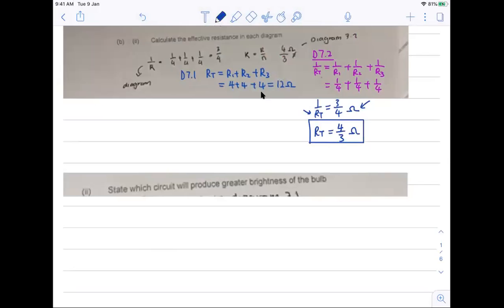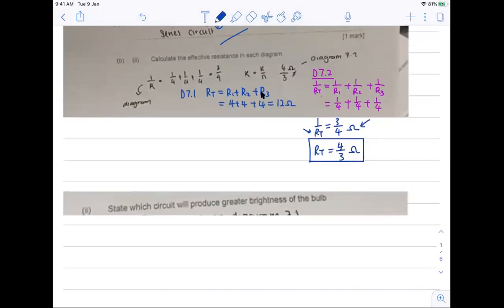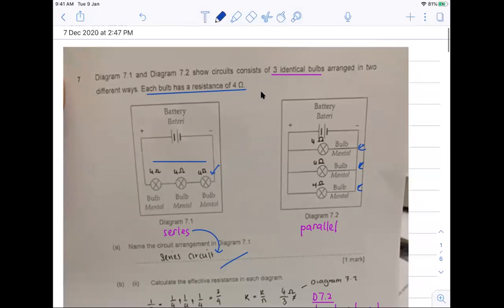So now we look at question B2. State which circuit will produce greater brightness of the bulb. So this is the series circuit, and this is the parallel circuit. Which of the circuits will have a bulb that's brighter? The answer is the parallel circuit. So why is it so? Because the battery provided to both the circuits is the same. Both get 2 identical batteries, so the battery provides a certain voltage.